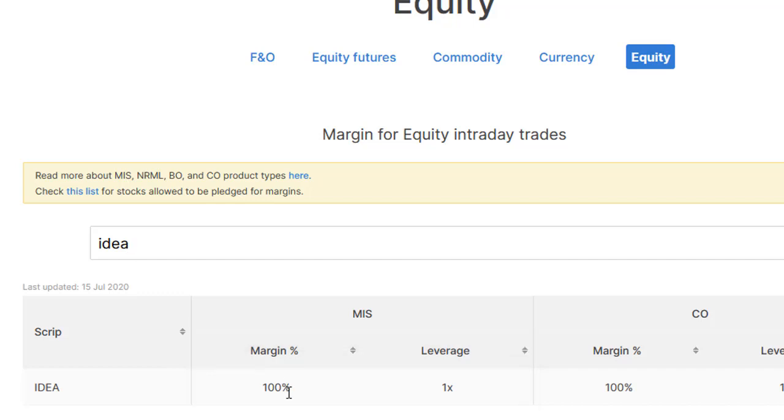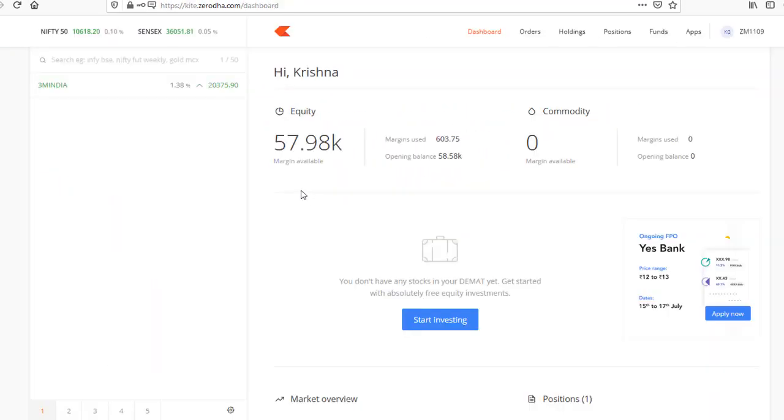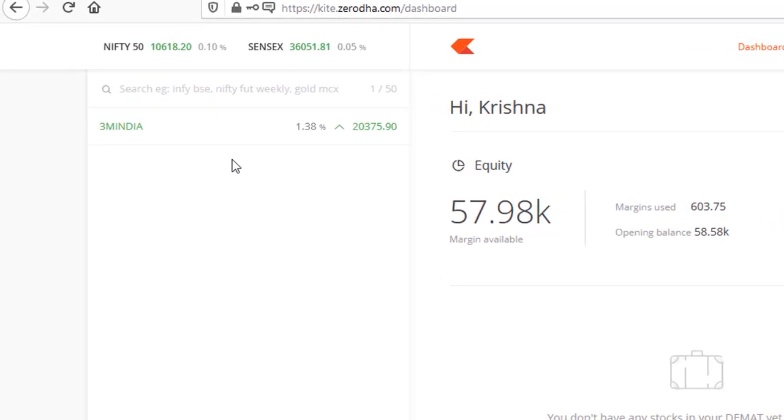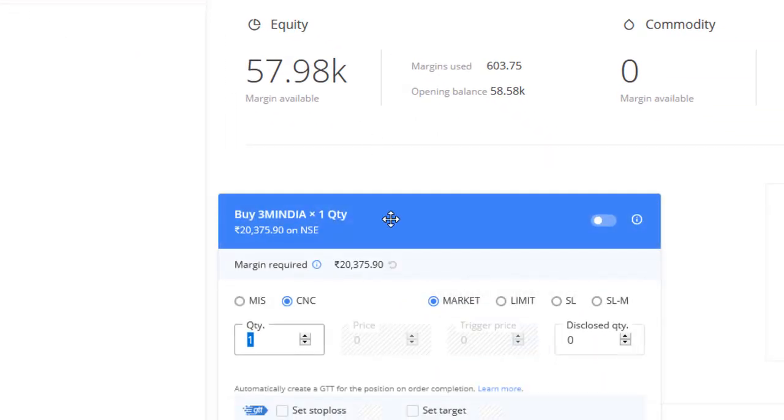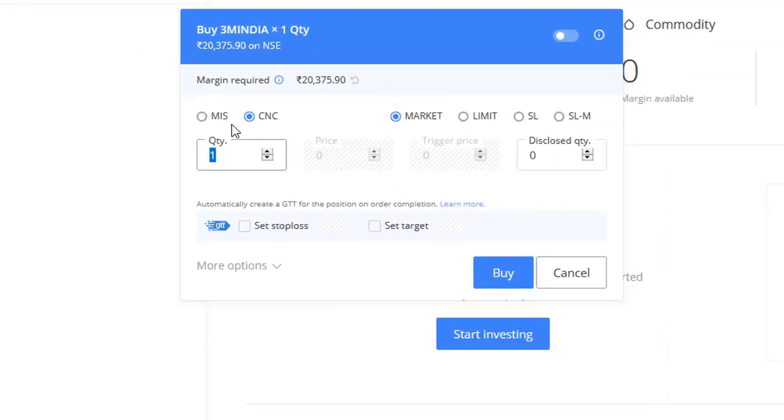Now I will walk you through the margin calculator which is available inside Kite, which is really good. It's a new feature Zerodha has recently adopted, which is really good especially for intraday traders. Now we are in Kite. You can see I added 3M in the watchlist. Let's take the same stock and understand how the margin calculator works inside Kite. When you try to buy 3M India, you can see we are in CNC right now, and the price you're seeing is 20,375. That is the current market price.